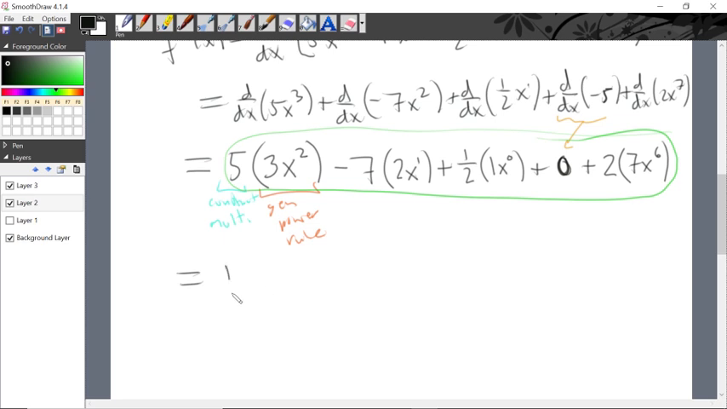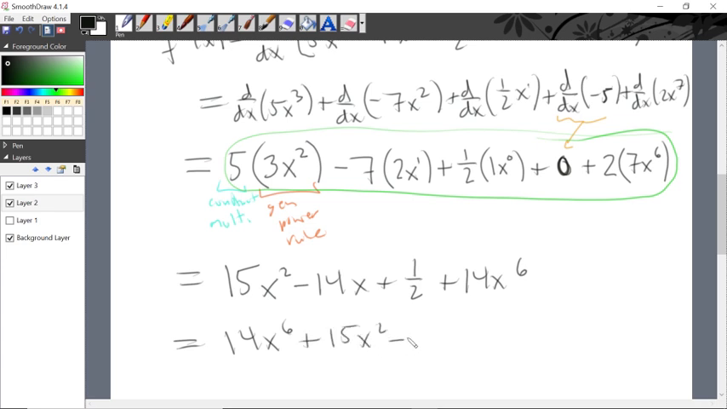But this would simplify. If you were to check the answer in the back of a textbook, you're probably not going to see it looking like this. You're probably going to see an answer that looks like this: 15x squared minus 14x plus 1/2, x to the 0 is 1, right? And then plus 14x to the 6th. In fact, in the back of the book, they would probably have this in standard form: 14x to the 6th plus 15x squared minus 14x plus 1/2.